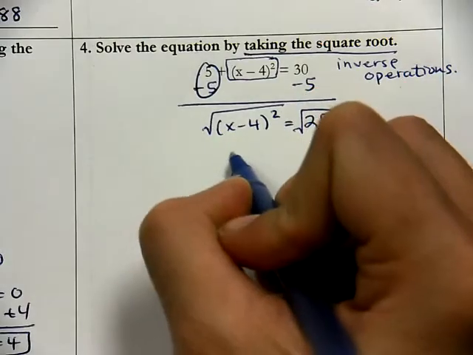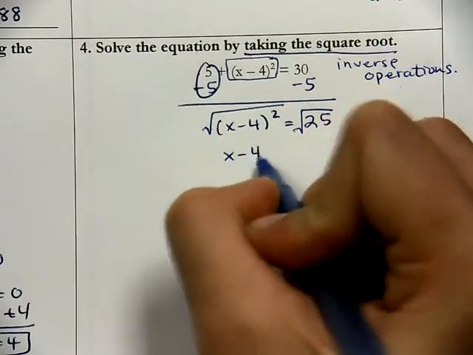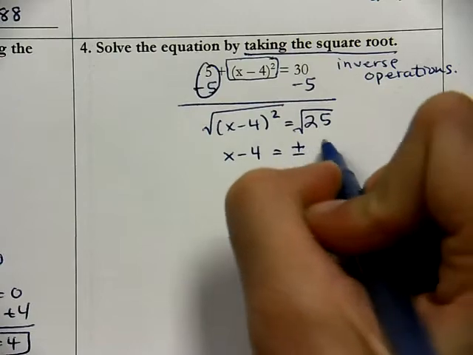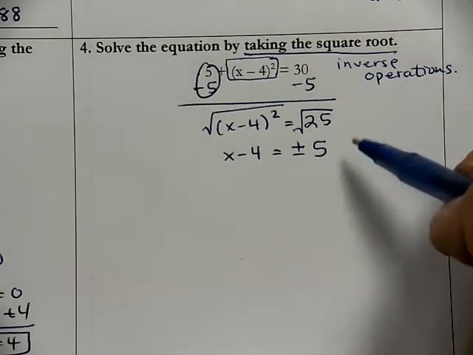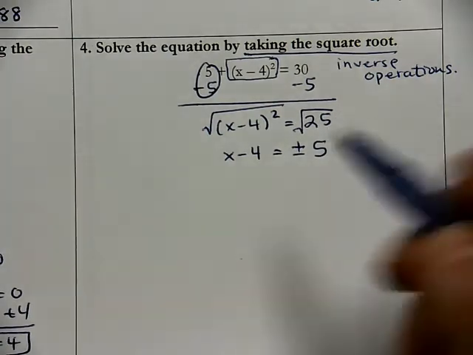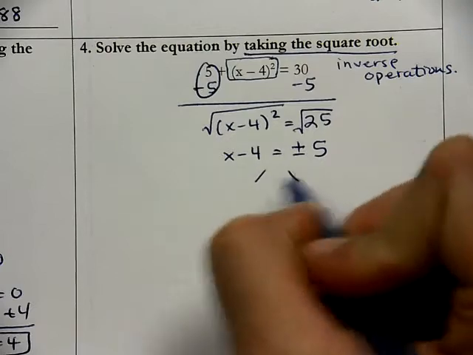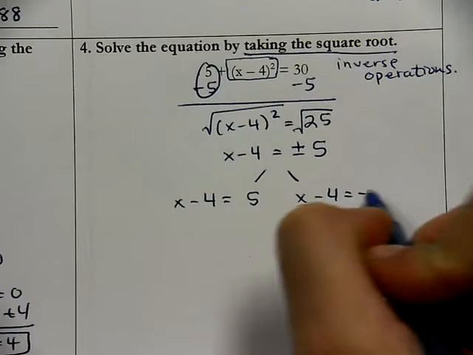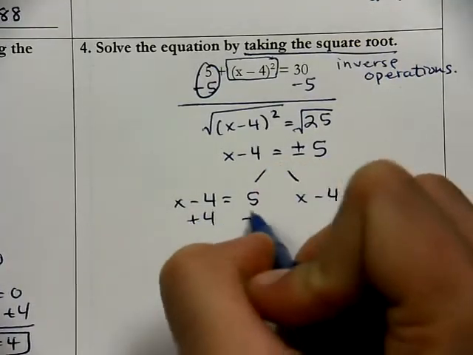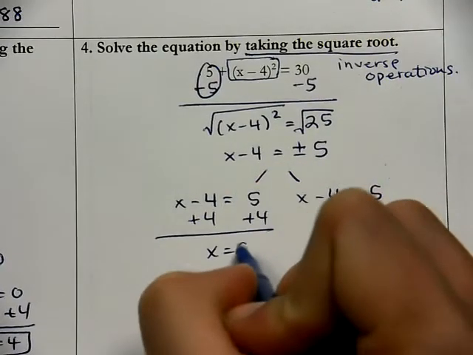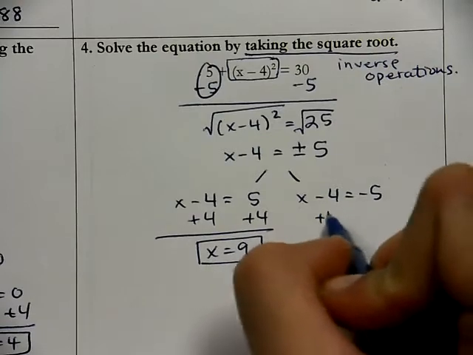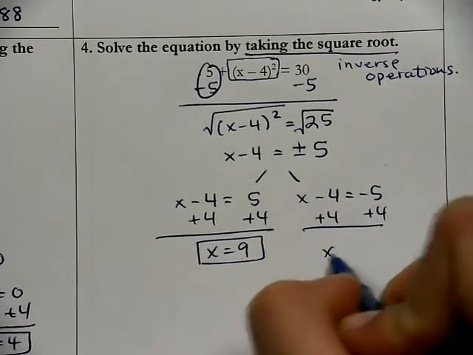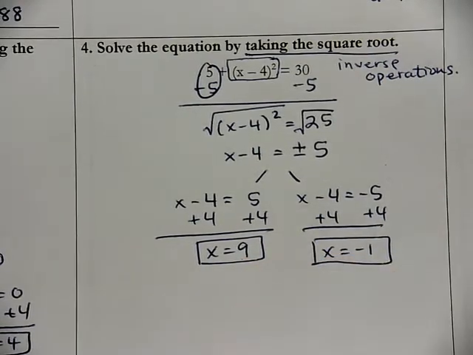And the square rooting undoes the squaring, so I'm left with x minus 4 equals plus or minus 5. Remember, as soon as I take the square root, I need a plus or minus, because 5 squared is 25, and so is negative 5 squared. Well, now I have two possibilities. X minus 4 equals 5, and x minus 4 equals negative 5. So I add 4 to both sides, I get x equals 9. Add 4 to both sides, and this time I get x equals negative 1.